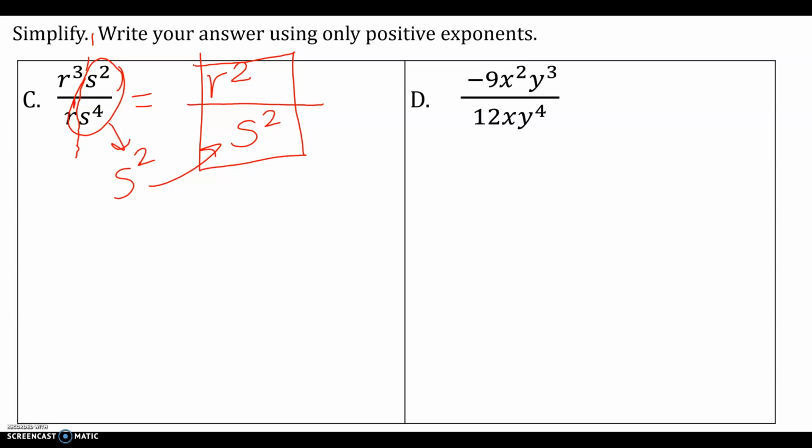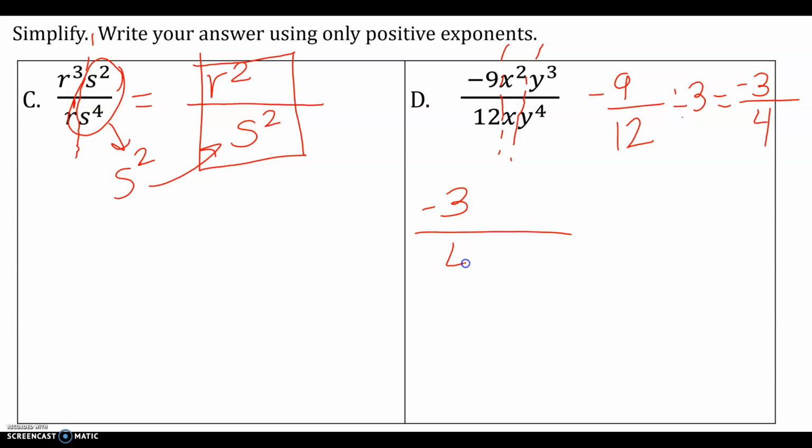Now this one, you have numbers and then 2 different letters. So we're going to need 2 dotted lines. So -9 over 12. Well, a number that can go into both would be 3. So it looks like you're going to get -3 over 4. So I'm going to bring that down here.